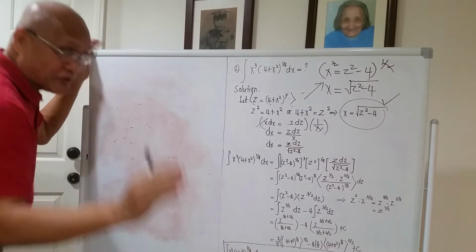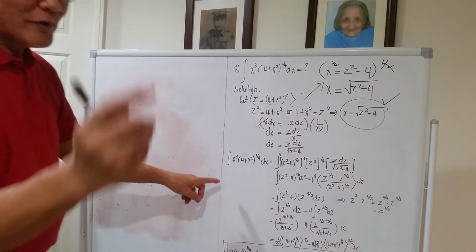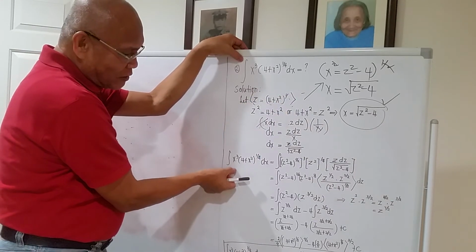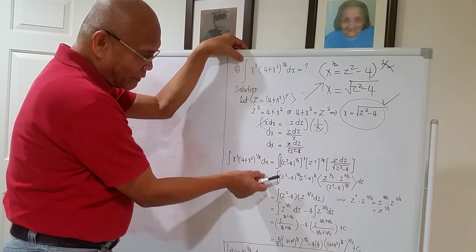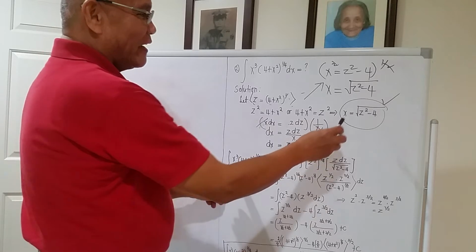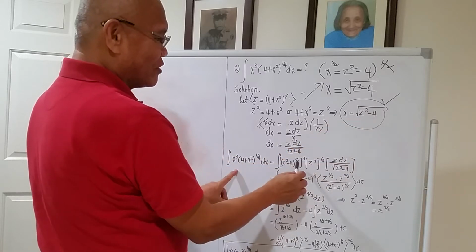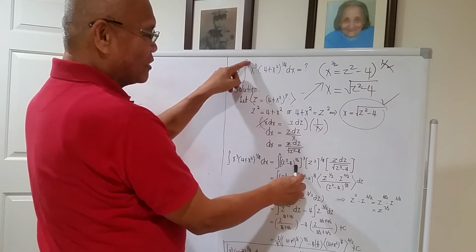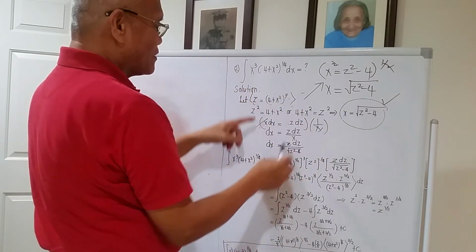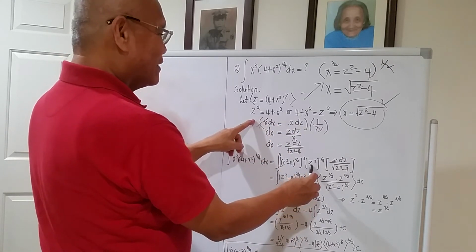Okay? Let's try to continue, guys. I just erased because I want to show something over here. So, to continue with the solution, therefore the integral of the given original function x cubed times the quantity 4 plus x squared raised to the 1/4 dx equals the integral. What is x? x is actually the square root of z squared minus 4, raised to the 1/2, but this is raised to the 3rd power, times the equivalent of this. What is 4 plus x squared? 4 plus x squared is z squared. So this is z squared.